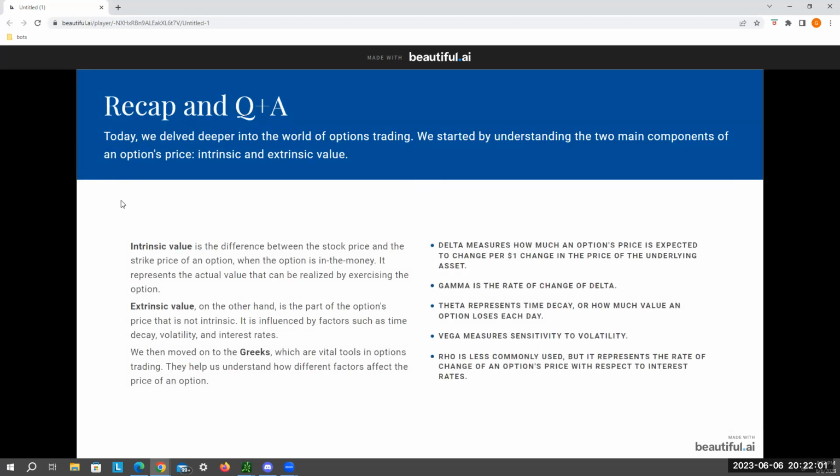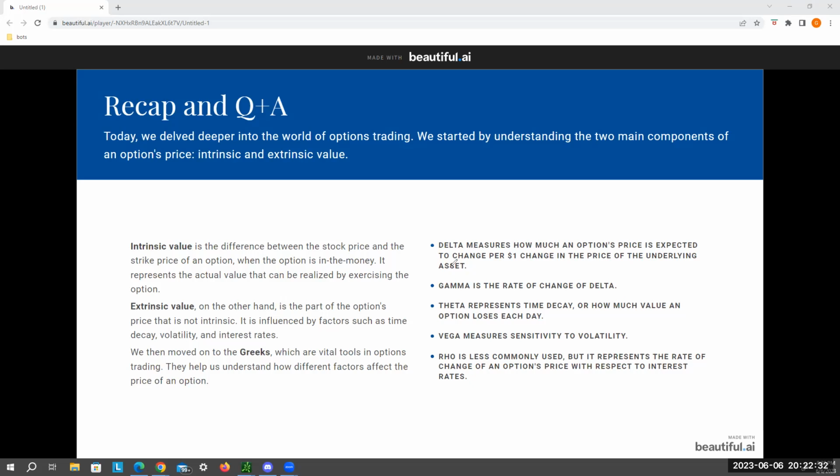Here's a recap of today. Intrinsic value is the difference between the stock price and the strike price of an option. Once again, we literally just went over that example. So if our strike price is 150 and the stock price is 160, that means our intrinsic value is $10. Why? Because you subtract the current asset's value minus the strike price, which gives you $10 intrinsic value. Extrinsic value, on the other hand, is the part of the option's price that is not intrinsic. It's influenced by factors such as time decay, volatility, and interest rates.